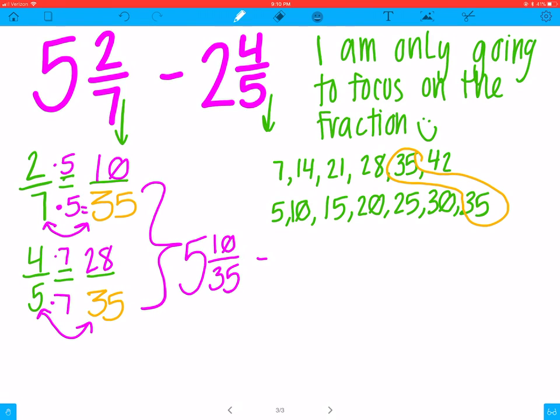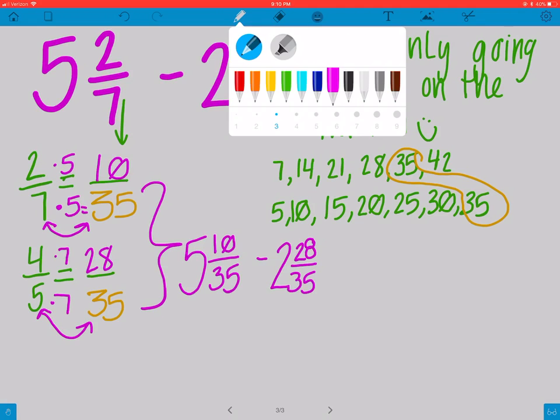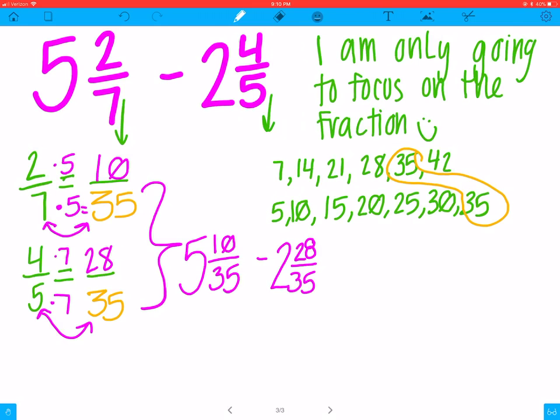But now I have like a head scratcher. Now I have my equation, have equivalent fractions, got the common denominators that are made from the least common multiple. I followed all the directions, but what just happened? Right? I have 5 and 10/35, and I have to subtract 2 and 28/35. I can't have negatives. What?